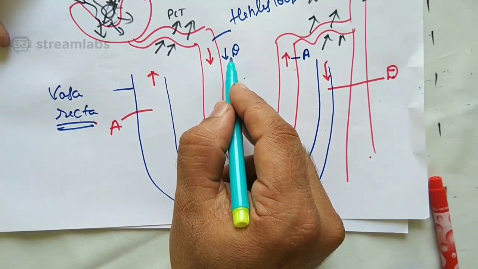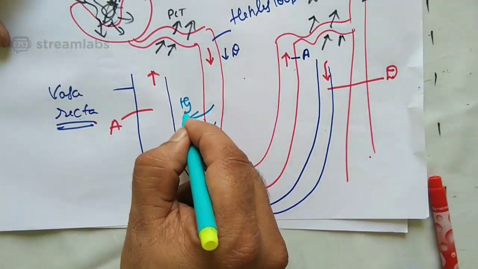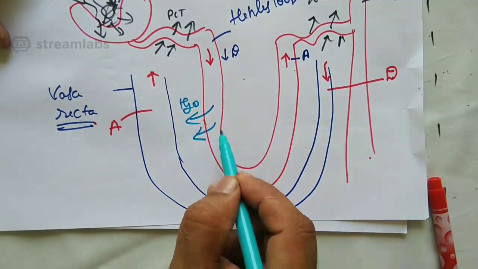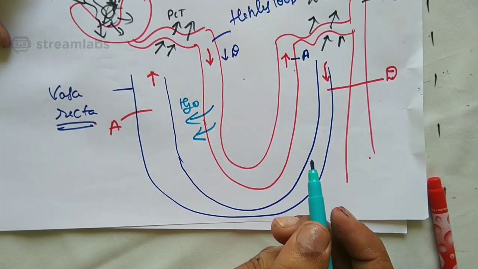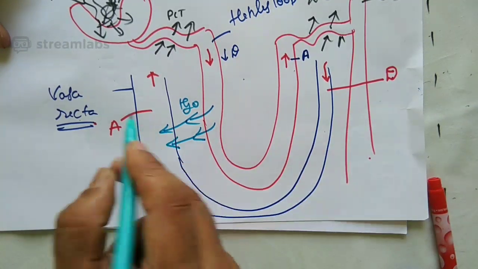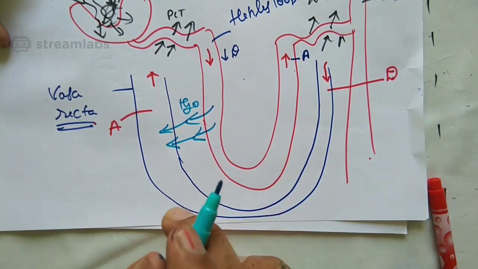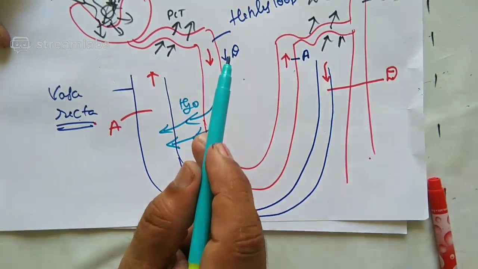From the descending limb of Henle's loop, water will come outside. H2O comes. That means aquaporins are found in the descending limb of the Henle's loop. It comes out and this enters to where? Tell me. Enters the ascending limb of vasa recta. That means water will come from the descending limb of Henle's loop.